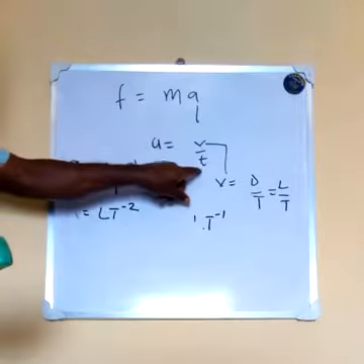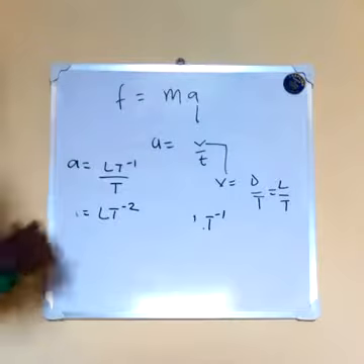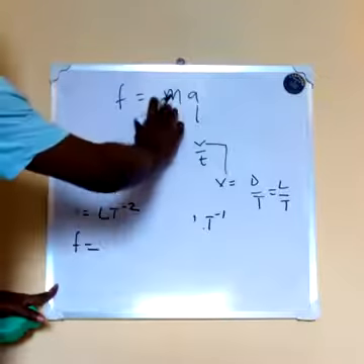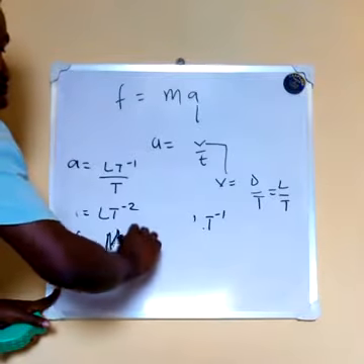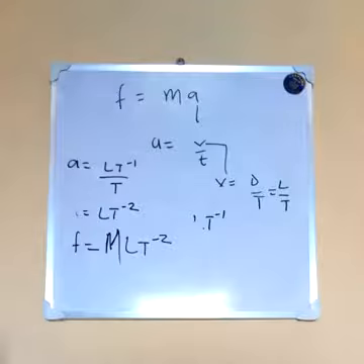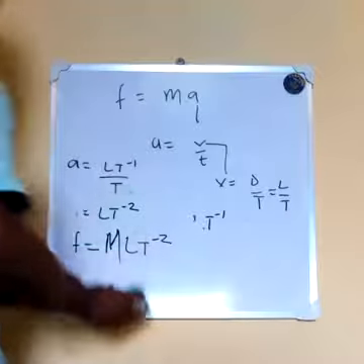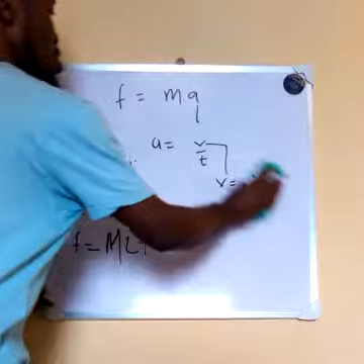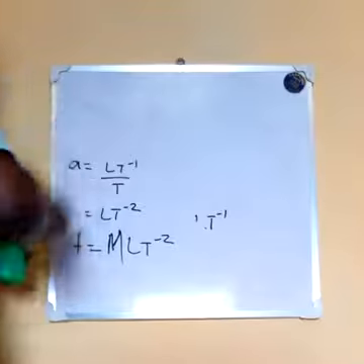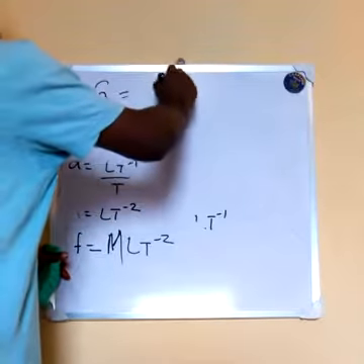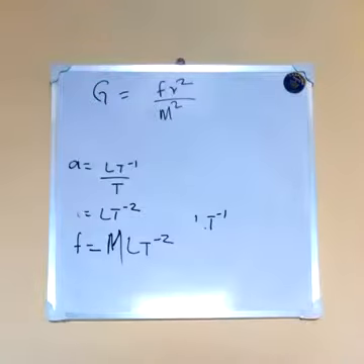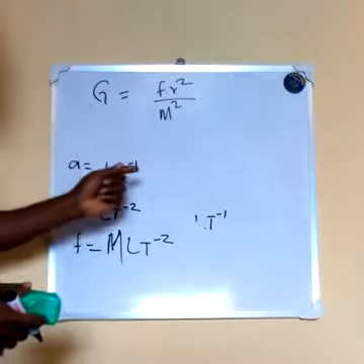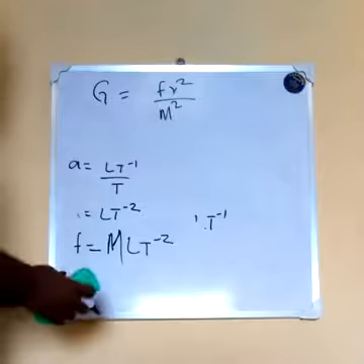So you have acceleration from here. You can put it here. So to get your force now, force is equal to mass times acceleration, and mass is capital M. Then acceleration is LT⁻². So you have your force. Your force is done. Then you now go and put it into the formula. So don't forget the formula for gravitational constant, which is G equal F R squared over M1 M2. That is what we got for the gravitational constant.